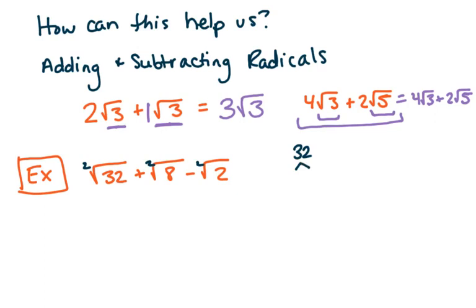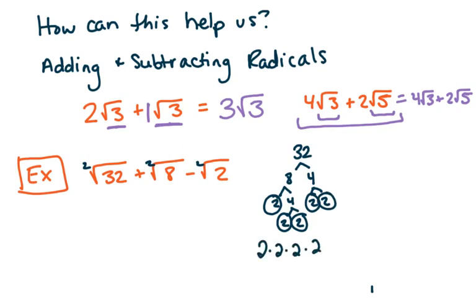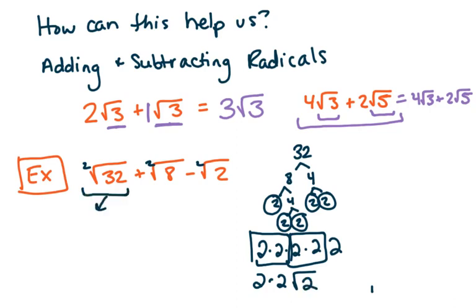We already did that in a previous problem, so I'm just going to run through it quickly. We have 8 and 4. 8 is 2 and 4. Circle our 2, 2 and 2, 2 and 2, circle. So 2 times 2 times 2 times 2 times 2. I have a pair of 2's, another pair of 2's. So 2 times 2, and then that one stays in. So the square root of 32 can be written as 4 square root 2.